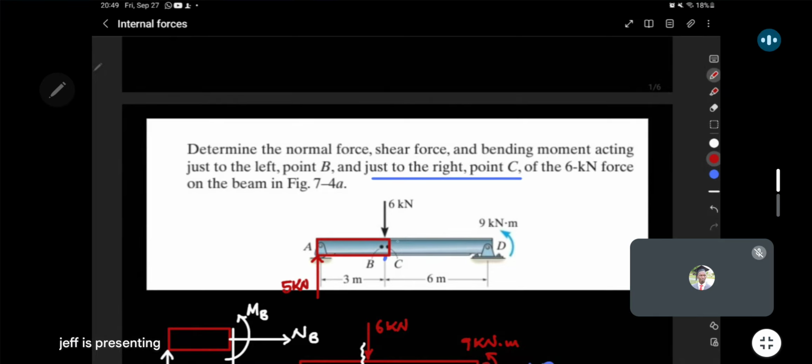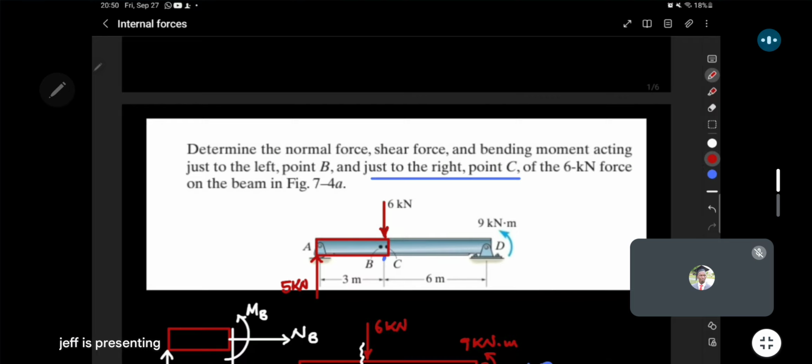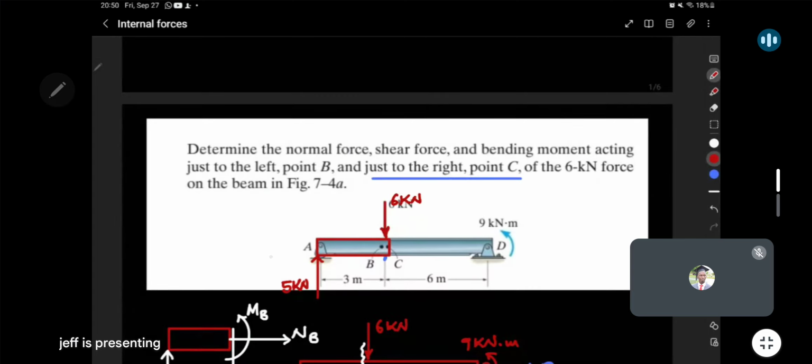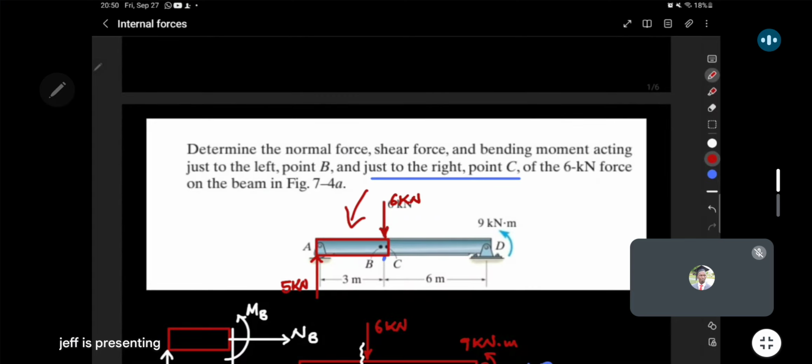But notice one thing now. If we're going to the right of C, it means that this 6 kilo is fair game because it is applied just to the left of C. So that one will be fair game. So we're going to include it in our analysis this time. So notice that in this case, our section has been cut to the right of C. So everything to the left of C will be part of this section we have selected.